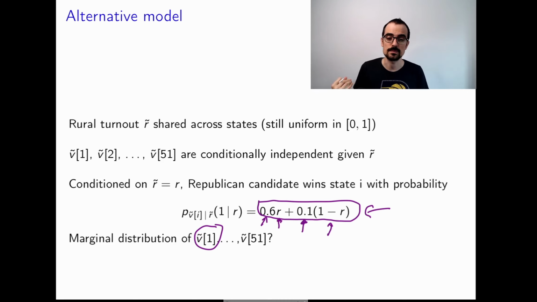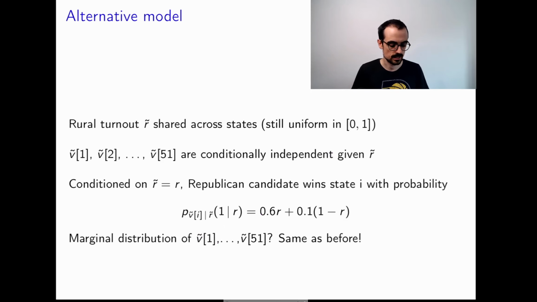Before they were independent because they would depend on each of the individual rural turnouts. Now we're conditioning on the same thing. We're conditioning on the same random variable. So we cannot just assume that they're all independent and say, oh, they're binomial. That's the crucial difference.